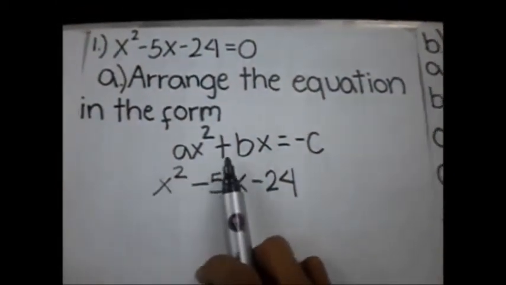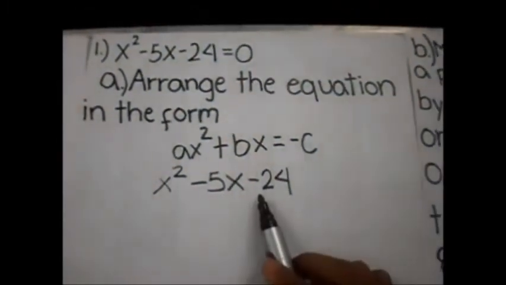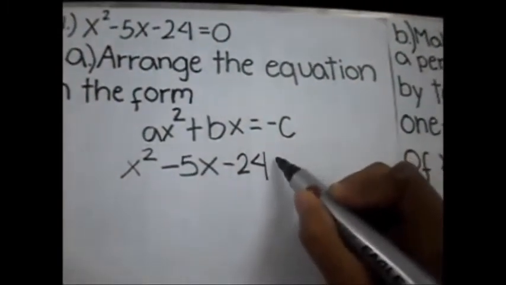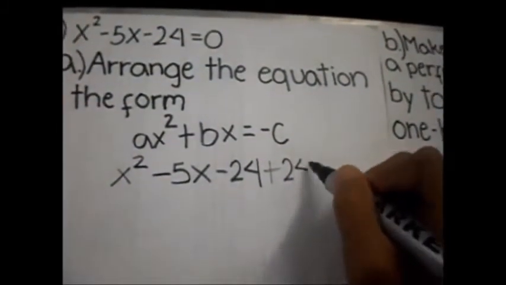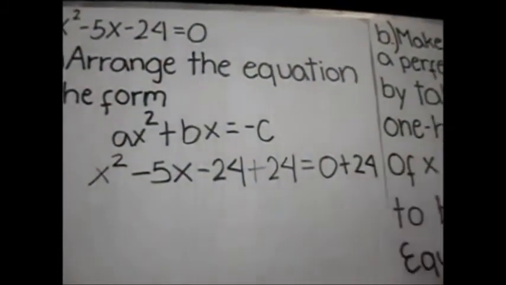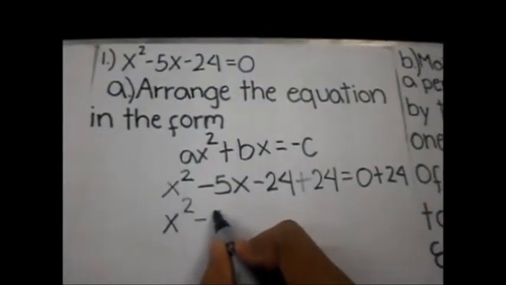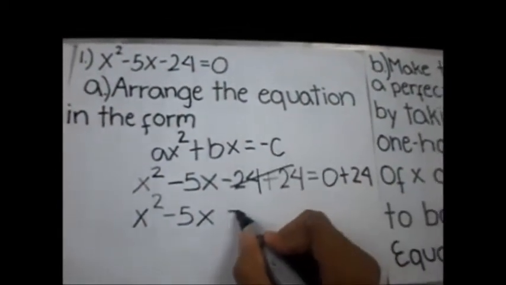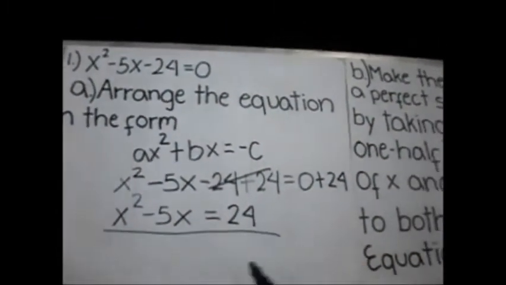As you see in that equation form, the constant is transposed to the other side. So we must transpose the constant negative 24 to the other side. By the addition property of equality, add 24 to both sides: plus 24 equals 0 plus 24. Then x squared minus 5x, and negative 24 plus 24 cancel to 0, equals 24 plus 0, which is 24. So that is our equation.